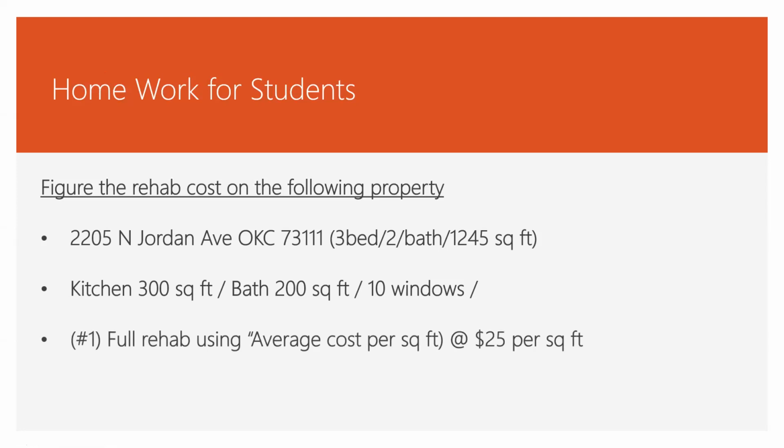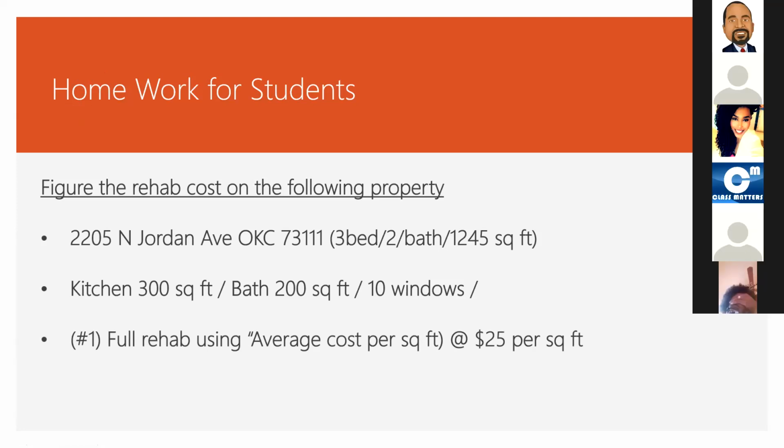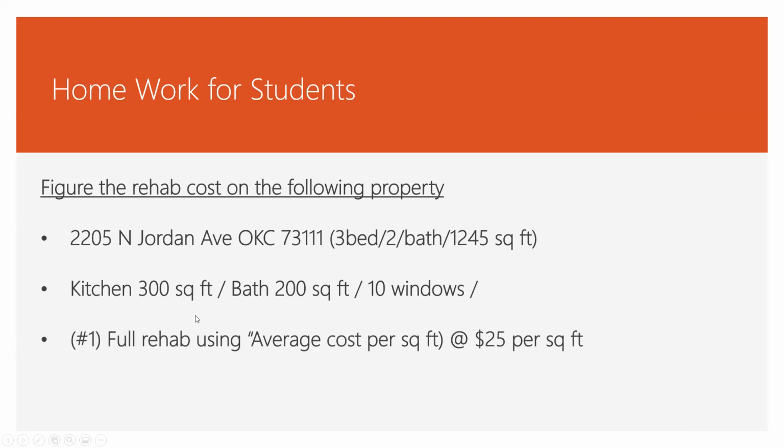The first question that you're going to answer is, you're going to do a full rehab using the average cost of $25 a square foot. Okay. So that's your first question you got to answer, is how much is it to do a full rehab at $25 a square foot for a 1,245 square foot property. Okay. So we're going to get that number. That's one number you come up with.